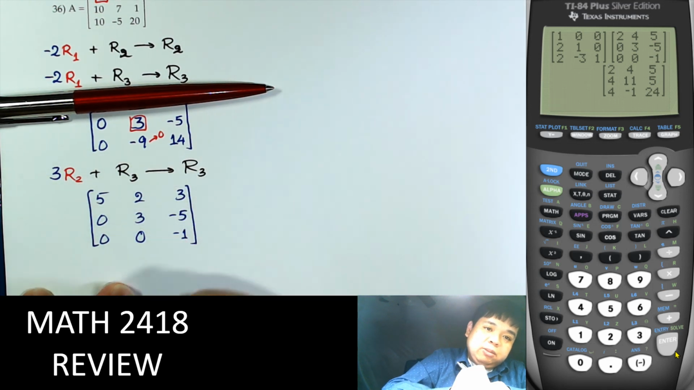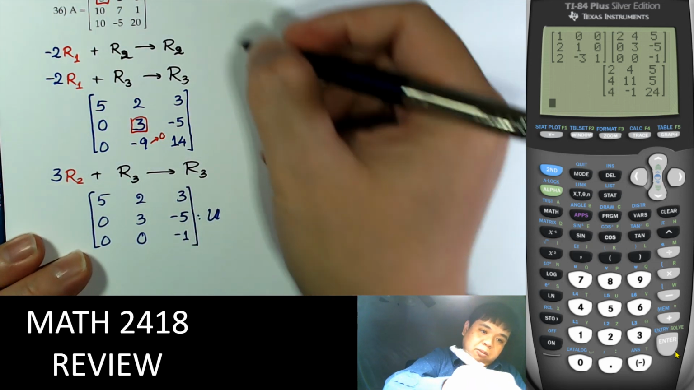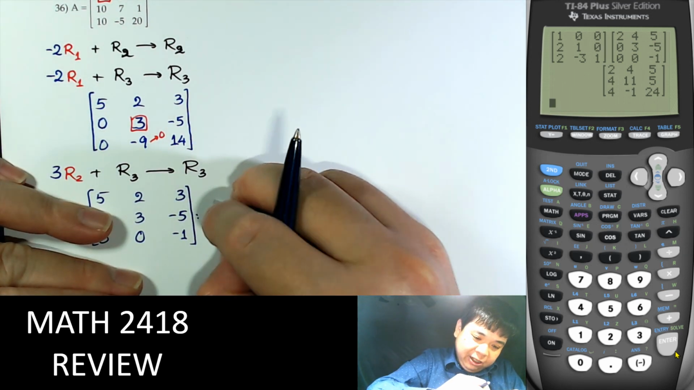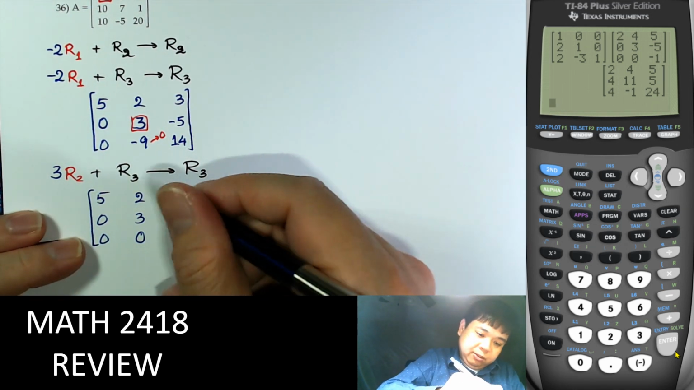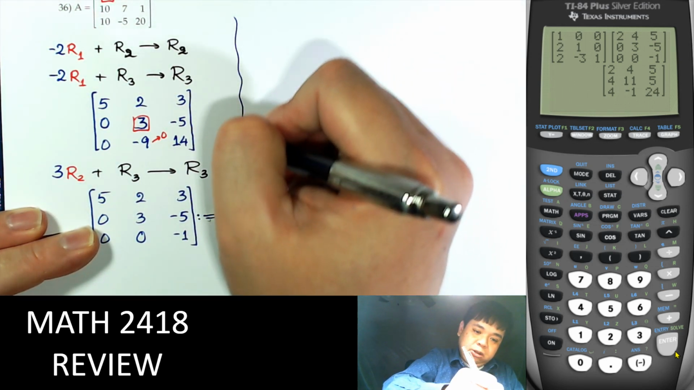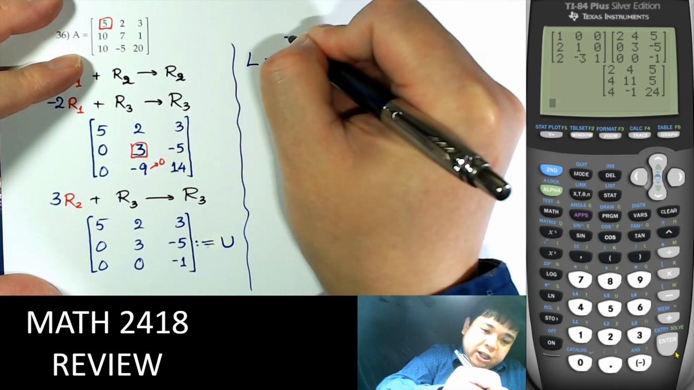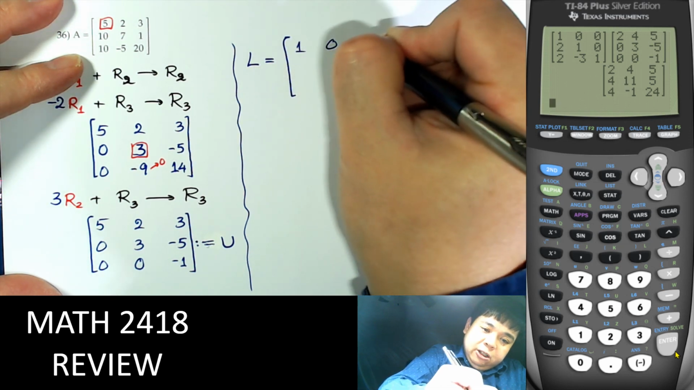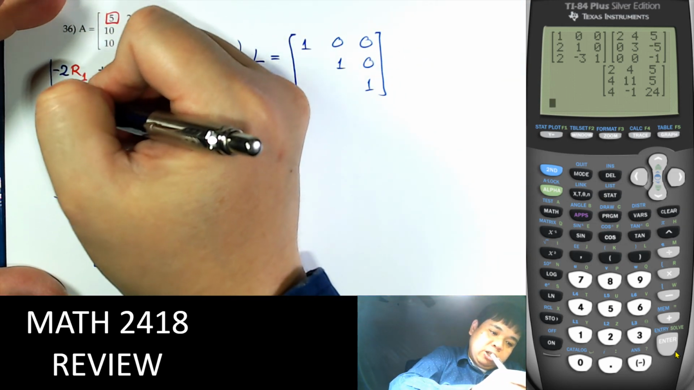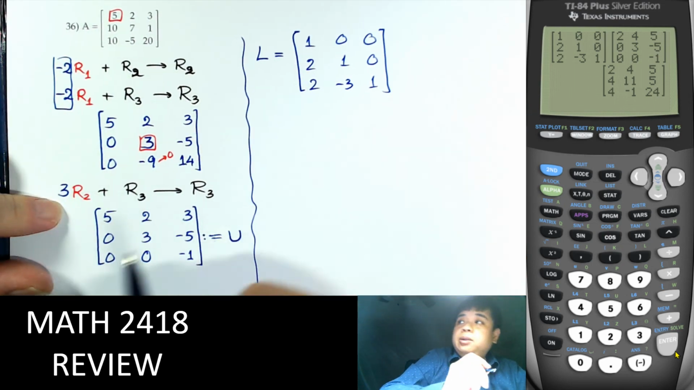So that is the upper matrix. It is U, not the vector. We make that equal to matrix U. Right. Then the L matrix in the process, we just use the opposite of this number and the opposite of this number. Of course we can check.